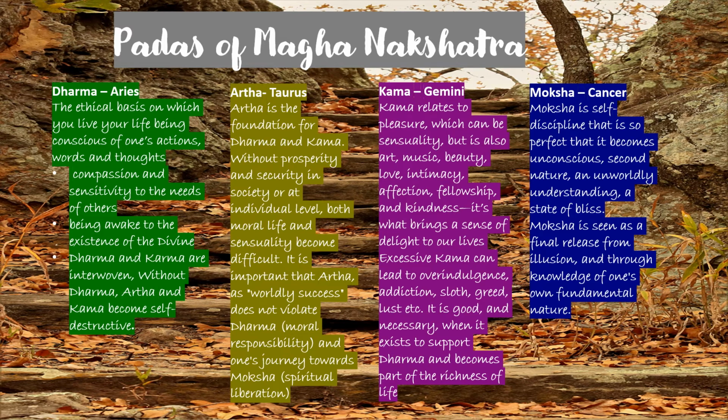The padas of the Magha Nakshatra start off with Aries and end with Cancer. In Aries, dharma, the ethical basis in which you live your life, you are quite creative and you take the initiative, because Aries is that gung-ho kind of zodiac sign. And we go through with the Earth, Taurus, which is the second pada, and this is the foundation for dharma and karma. Without prosperity and security in society or at the individual level, your moral life and your sensual behavior or sensuality becomes difficult.